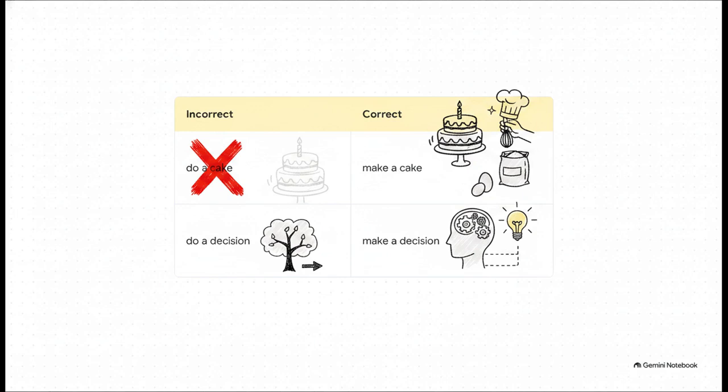So it's make a cake. But look at that second example, make a decision. A decision isn't something you can physically hold in your hand, sure, but it is still a product. Your brain is acting as the builder, taking in information, and the final creation produced by your mind is the decision. So whether the result is physical or abstract, if it's a creation, it's make.